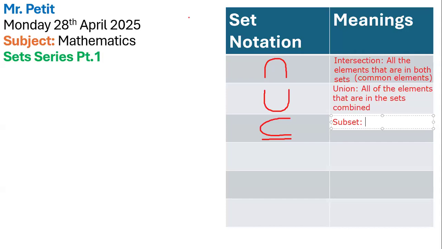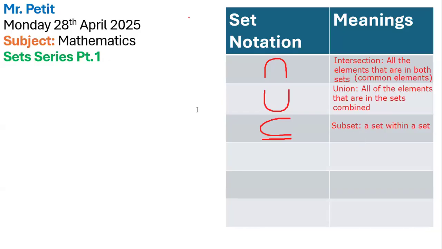All right, a subset is a what? It's a set within a set. Very good. A subset is a set within a set. So this is going to be a subset, which is a set within a set.